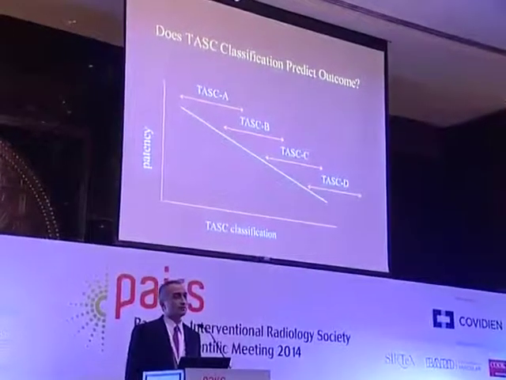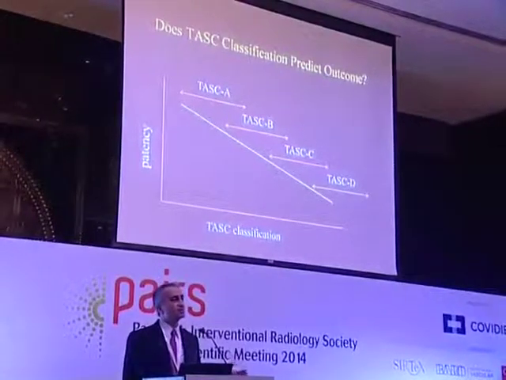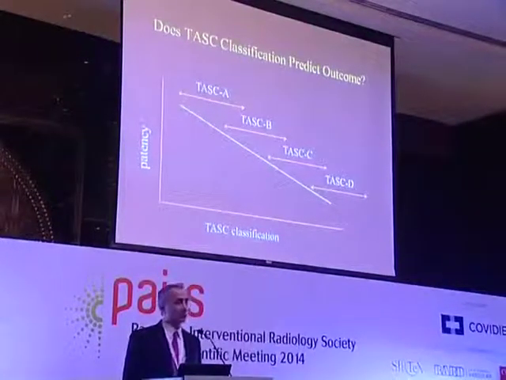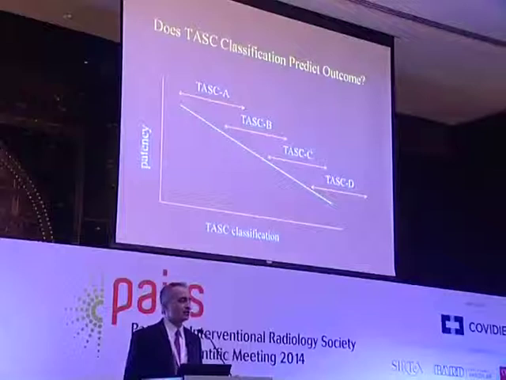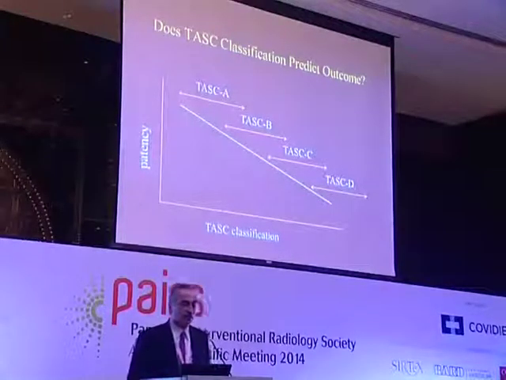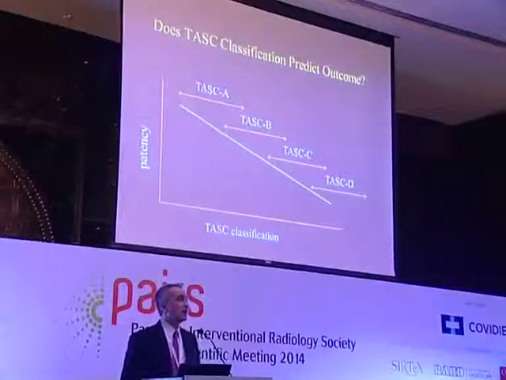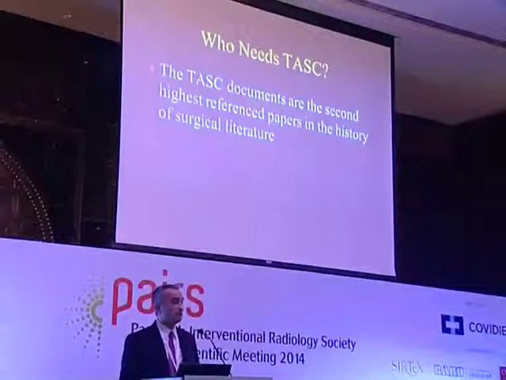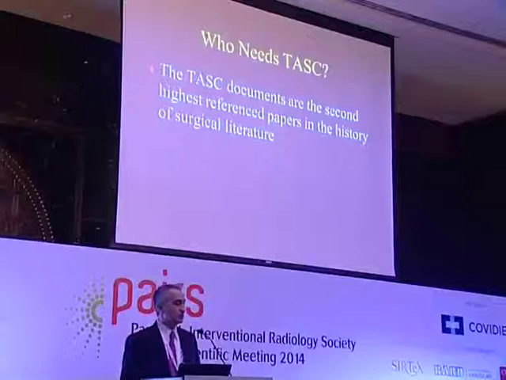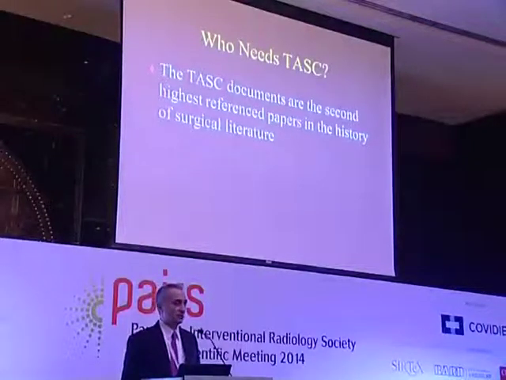If you go to classification of cancer, which is probably the gold standard for classifications, you see the same type of thing: various classifications of disease have significant overlap. So it cannot be a criticism that a large percentage of patients with A and B or B and C have similar outcomes, therefore classification is not useful. We've seen that elsewhere. Now, who needs TASC? You may not know that the TASC document is the second highest referenced article in the surgical literature, the second highest ever. More than 3,000 references in the literature to TASC, second only to an appendicitis paper.